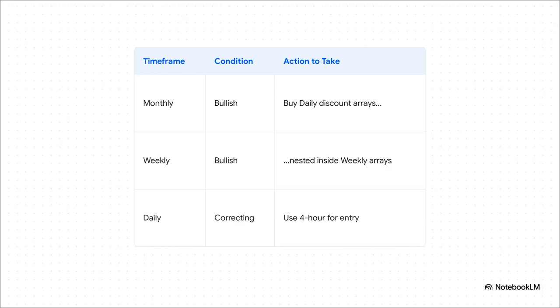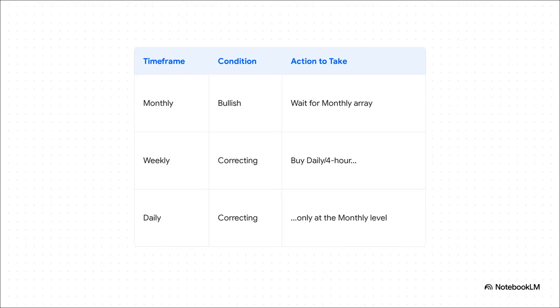It just means a daily buy zone that's sitting right inside a bigger weekly buy zone. That overlap, that confluence, is a very high probability setup. And finally, we have scenario 3. Now this is the big one, the deepest kind of pullback. The monthly chart is still bullish, but both the weekly and the daily are correcting lower.